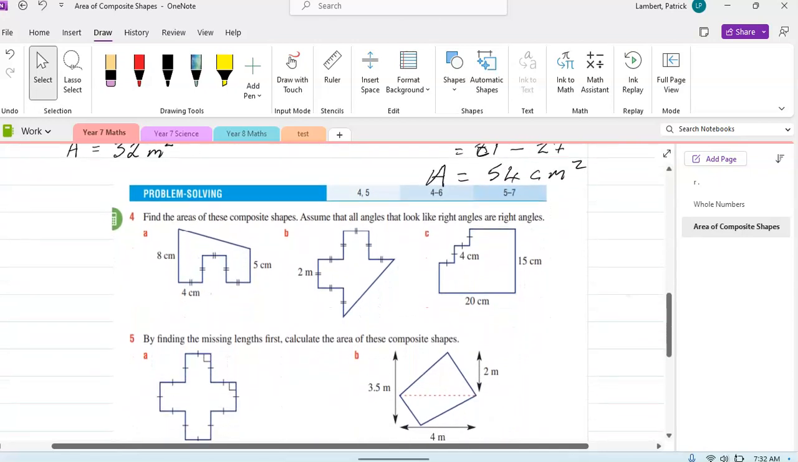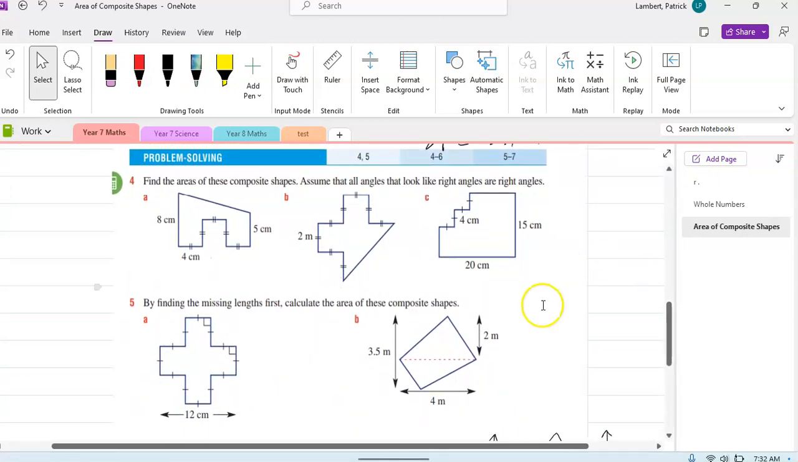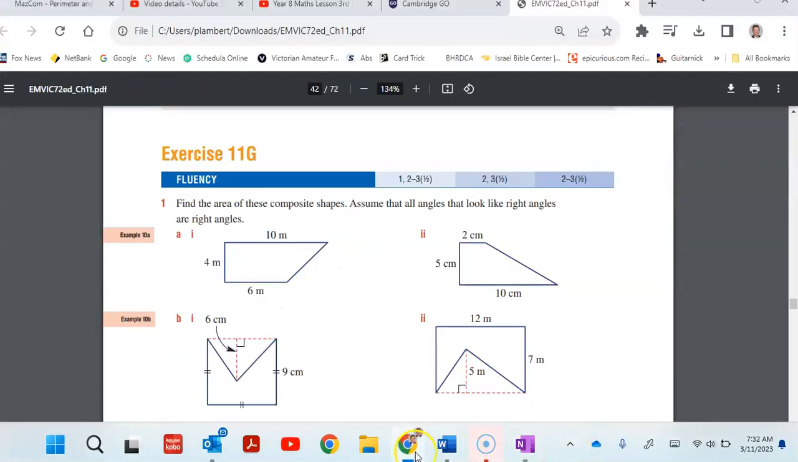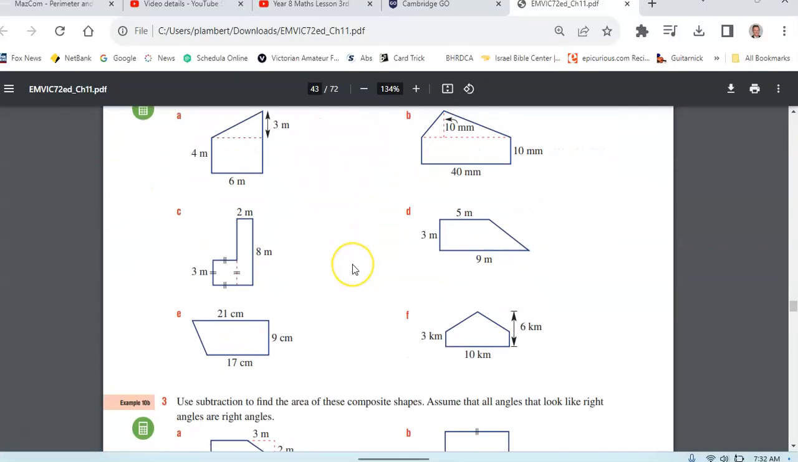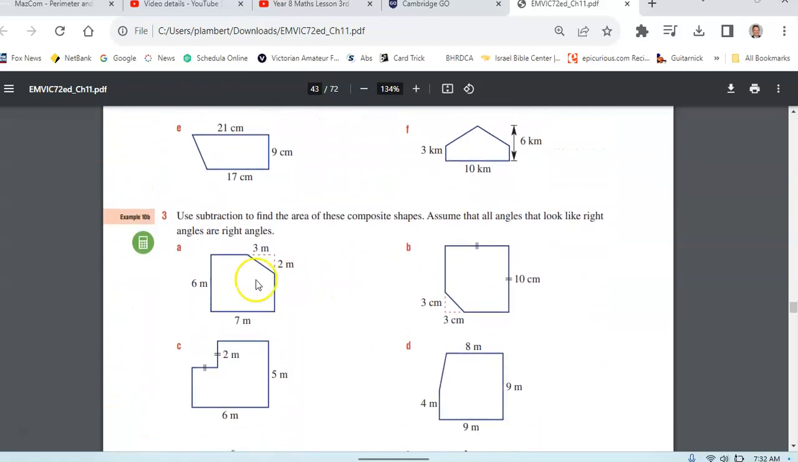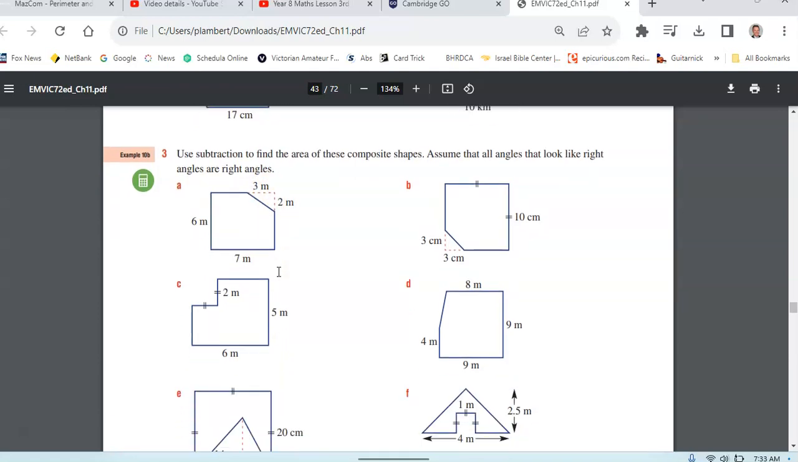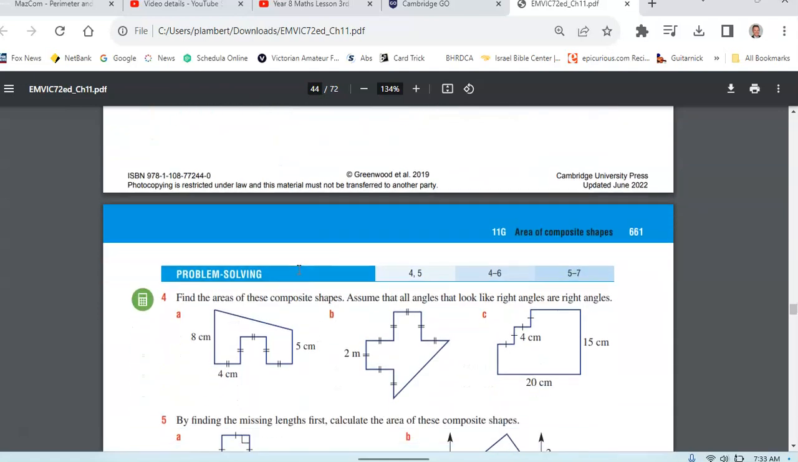So let's go to another one, question 4. If you go back to the book, working through, they're fairly straightforward, these ones here. This one here, you've got 6 times 7, which is a rectangle, and then you take off the triangle, half base times height, 3 times 2, 6. So you've got 6 7s, 42, minus your 3 there, so you're going to have 39 metres squared. So you're subtracting out.